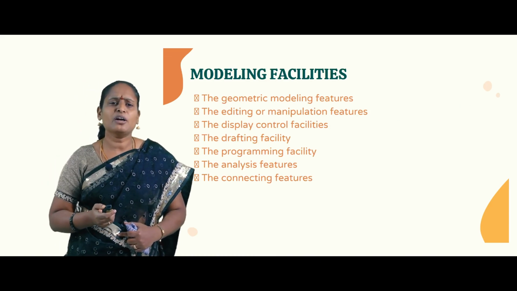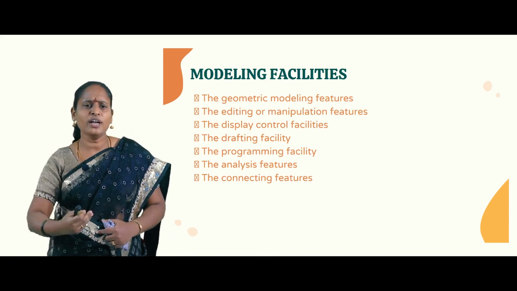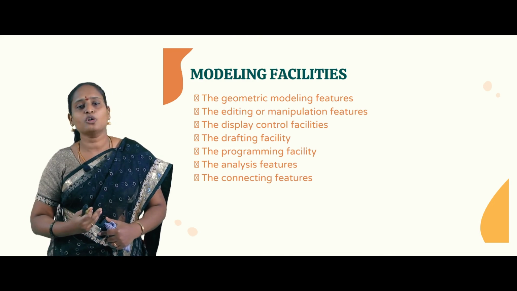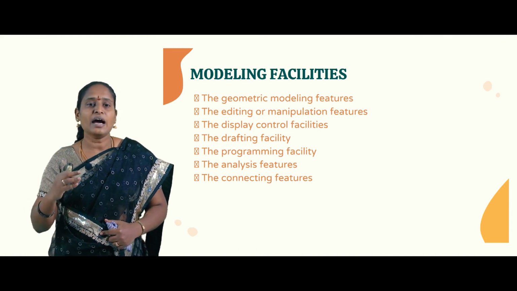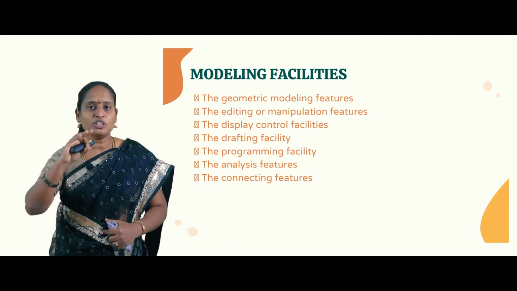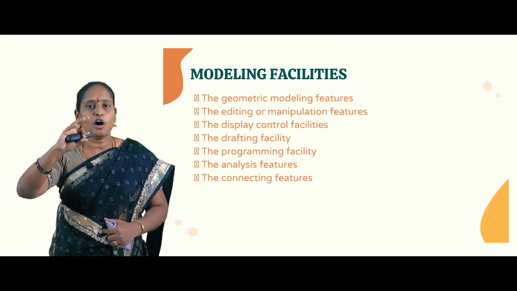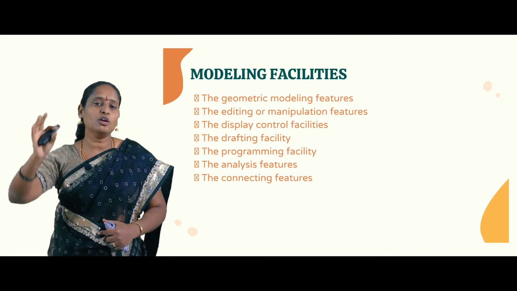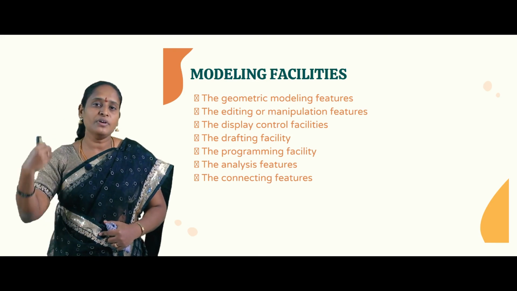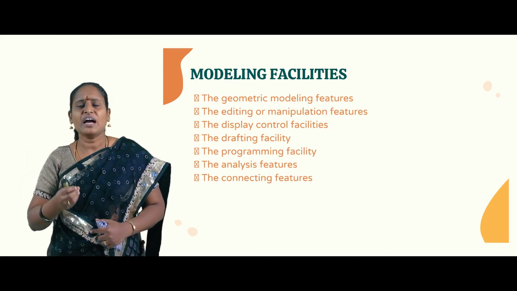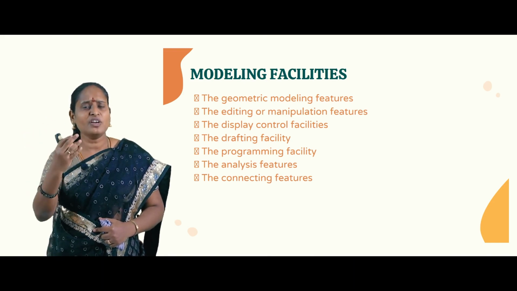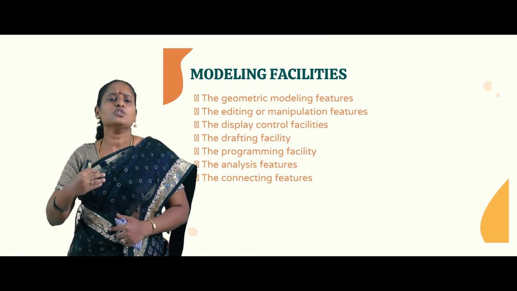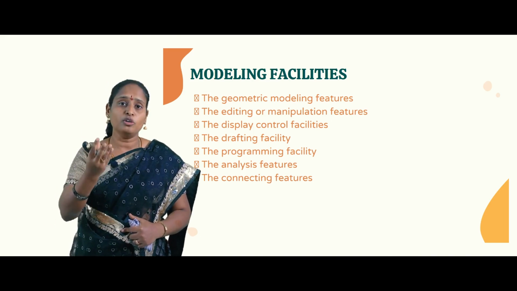So what are the modeling facilities available? What are the things you can do in solid modeling? Geometric modeling: you go for features, create your geometry models, and do editing. You can change the size, move or rotate an object, and give color codes and material properties. You can also have display control, zoom in, zoom out, pan, and visual effects, so you can control your display how you want.